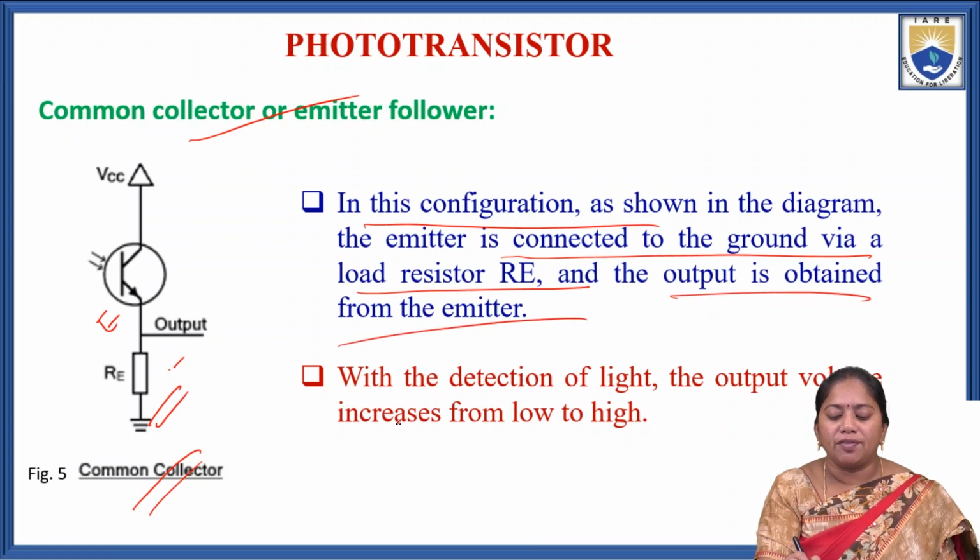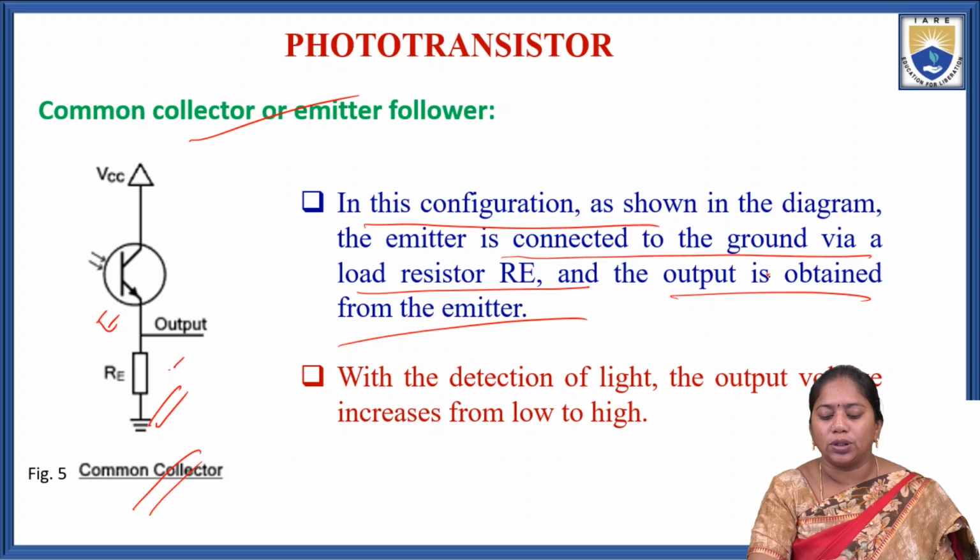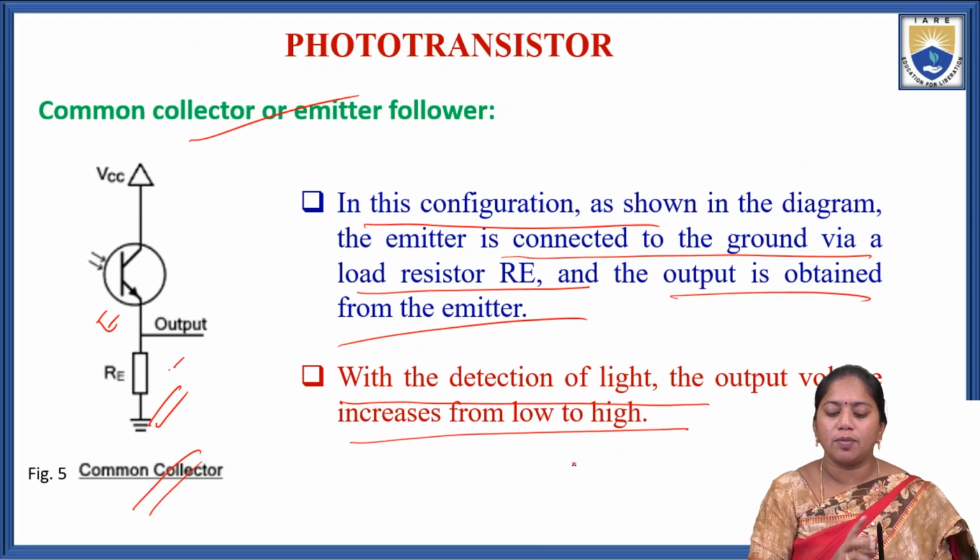In the previous case, the collector is connected to the voltage source. Now in this case, the emitter is connected to the ground, and the output is obtained from the emitter. With the detection of the light, the output voltage increases from low to high.